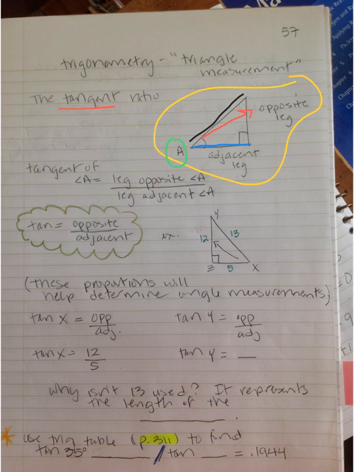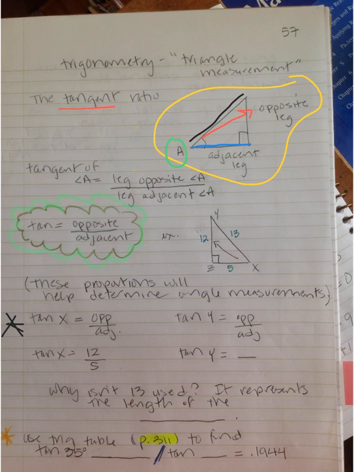And so the ratio that you're going to be looking at is right here. Tan equals opposite over adjacent. And these proportions will help determine angle measurements on the next lesson. But all we're doing right now is just setting up our ratio. So this example down here of tan x, again, opposite over adjacent.